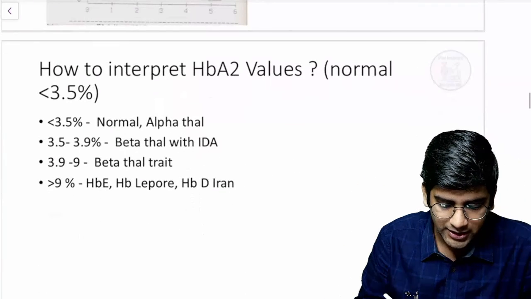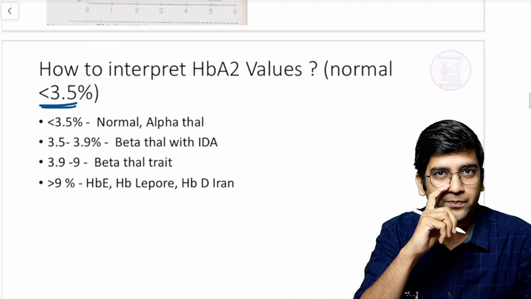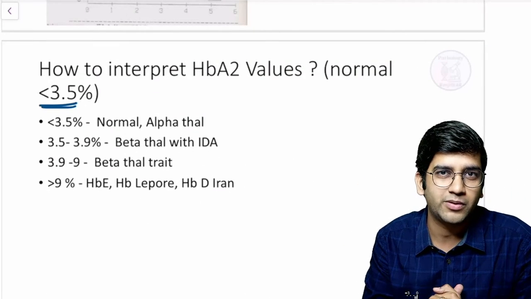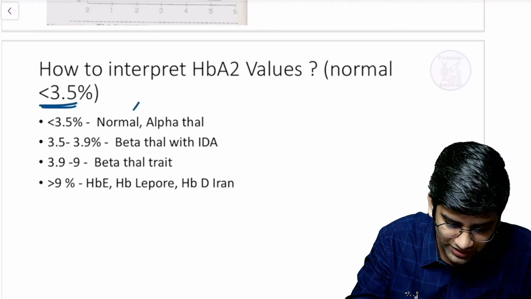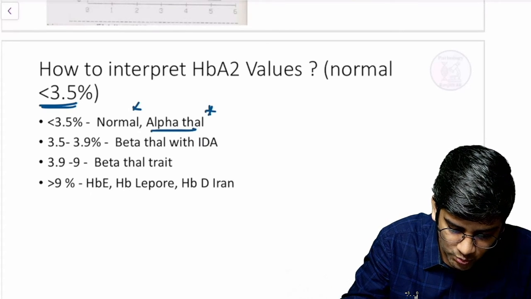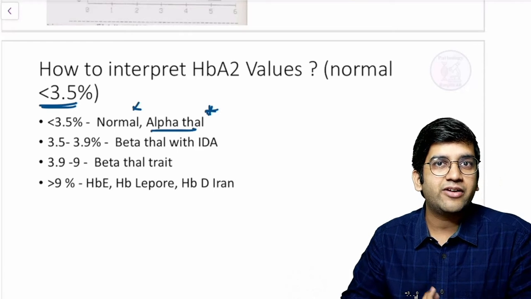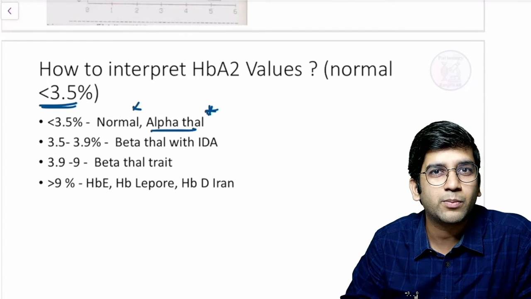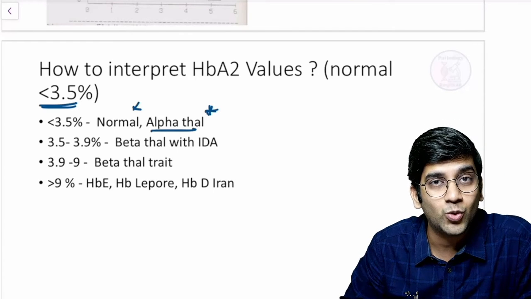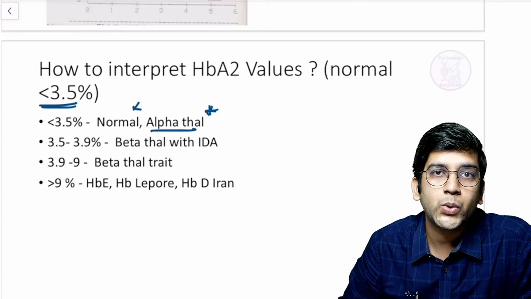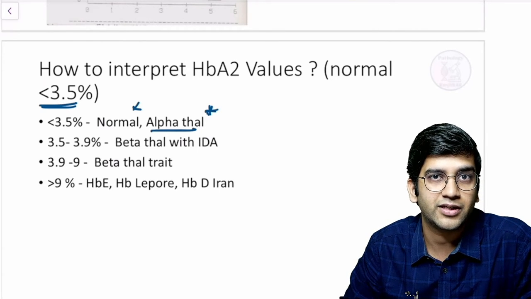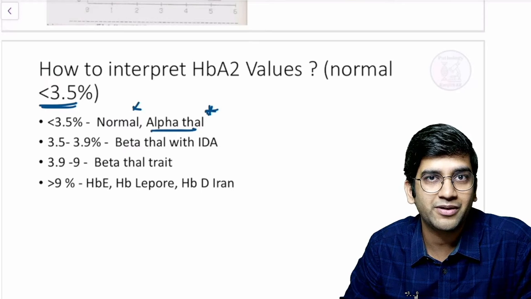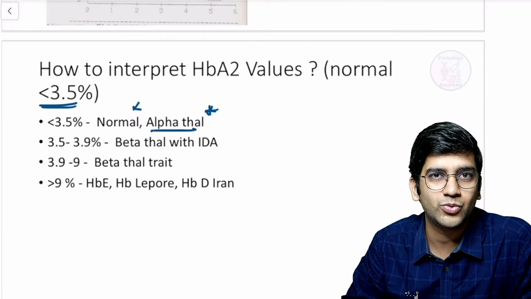Look at this. The normal value is less than 3.5. It's 2 to 3.5 is a normal value. If you have anything less than 3.5, think about these two. One is normal. This is very, very important. Alpha thal will have HbA2 of like 1 or 1.5. It will be very, very low. Less than 3.5, looking at the clinical scenario, either normal or think of alpha thal, because alpha thal will have microcytic anemia, right? Anyway, it will definitely give me a clue.